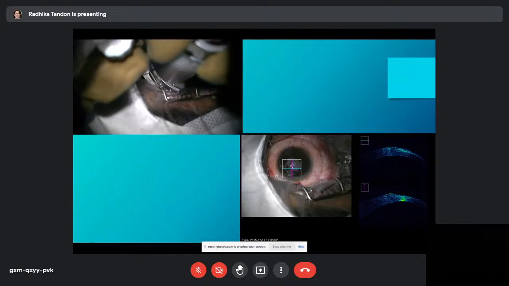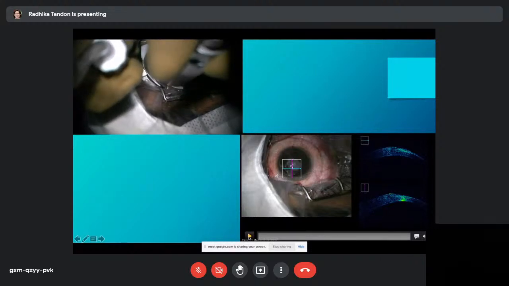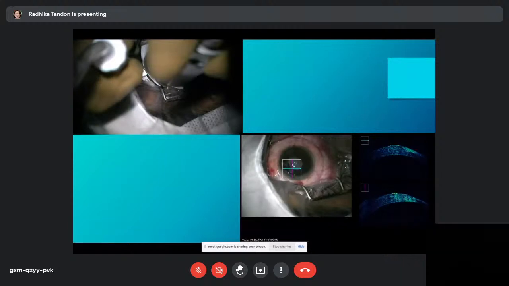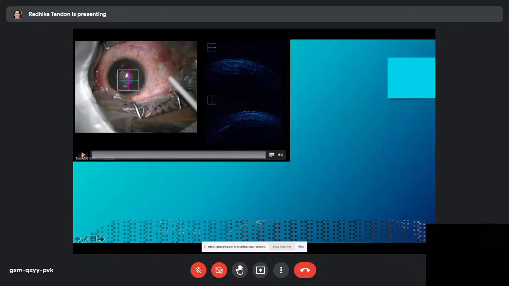So this is the host cut, and you can see that if you scan the remnant, in this particular case there was a bit of opacity left, but you would like to see whether that is affecting the visual axis and if it is likely to cause any problem or not. If necessary, one can do a further layer removal manually. And here we have the application of glue.